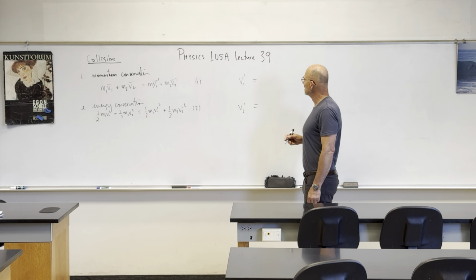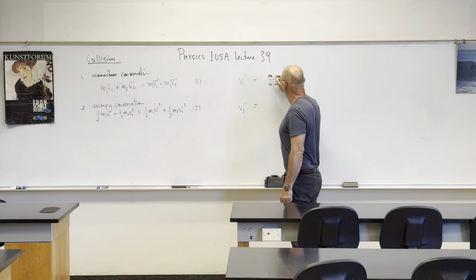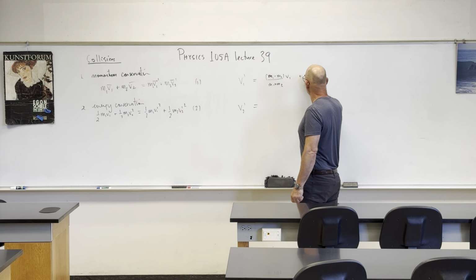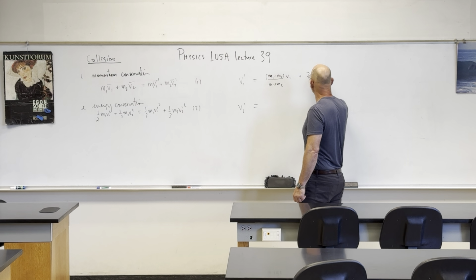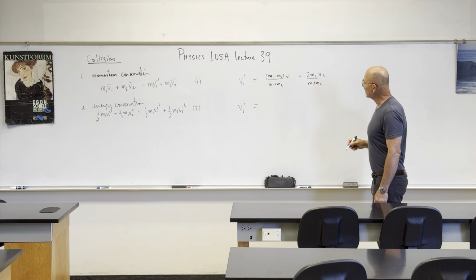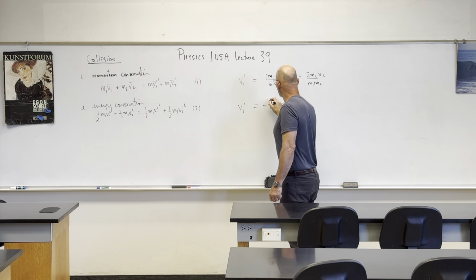And that's where you guys can help me out. So what did we have here? I know the denominator is always m1 plus m2. We had m1 minus m2, times v1, plus 2 m2 v2, all over m1 plus m2. Fantastic. And once we found that one, the second one we could get just by exchanging all the signs.